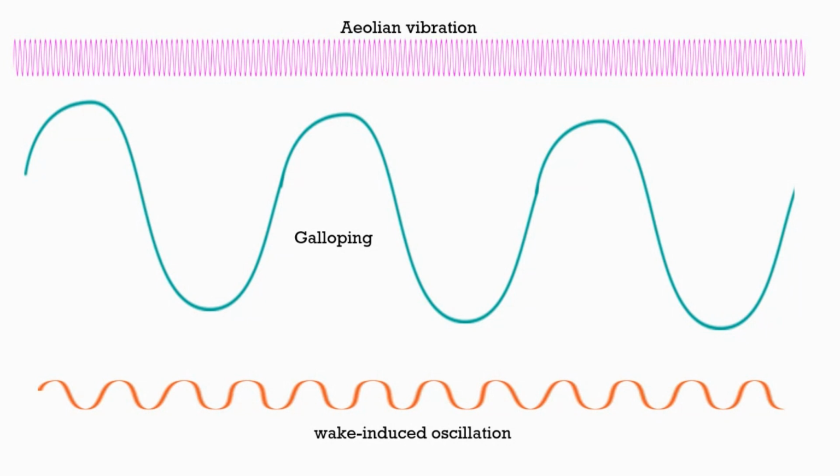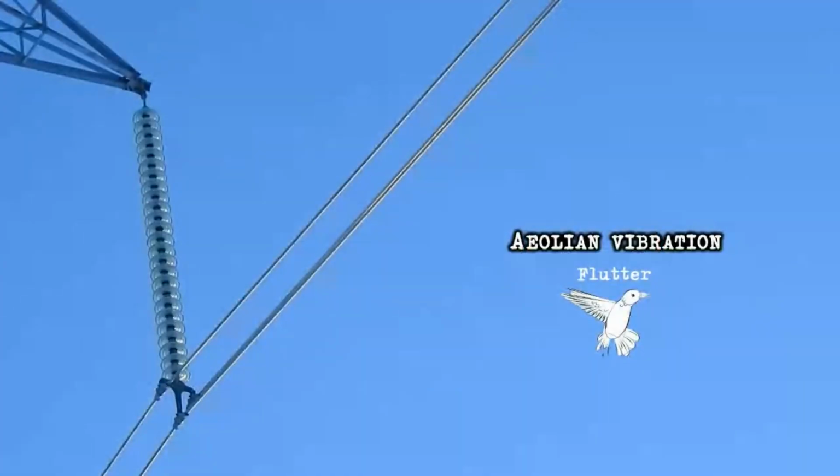Before we explain the physics of these, before we see the videos which will show us each one of these, memorize these things. Aeolian: very small amplitude, millimeters to centimeters. Galloping: in the range of meters with 3 Hz frequency. And wake-induced: 10 Hz with amplitude in centimeters. Now we'll see a video which shows us the Aeolian vibration.